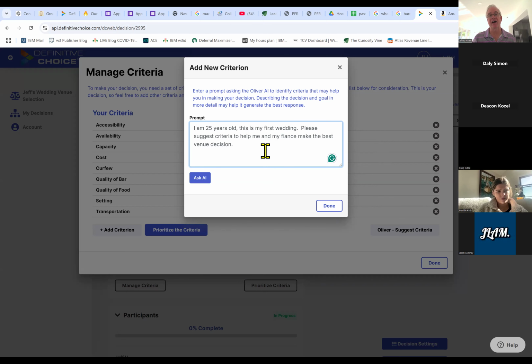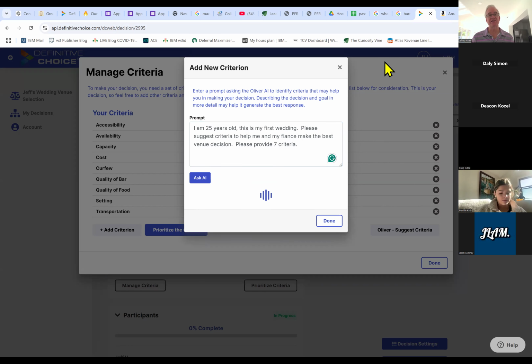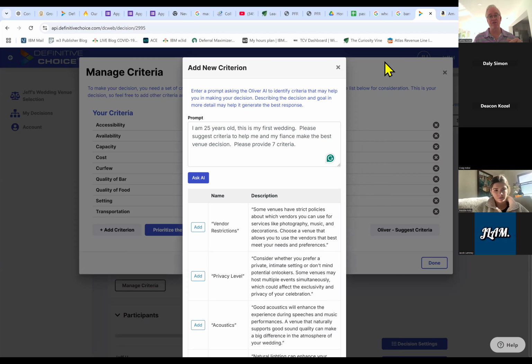So now we're going to ask AI. And now what I'm going to ask for also is, please, I don't know why I'm so polite with AI. It doesn't really care, but please provide 7 criteria. So remember how we want to do this. We want to start with more than we need, and then we ask. Now, the nice thing about this is it's going to give you what you asked for in your prompt. The other thing it's going to do is give you a brief definition of what they are. And then finally, it's going to give you the ability to add it to your model so you don't have to retype anything, which is pretty cool, right?